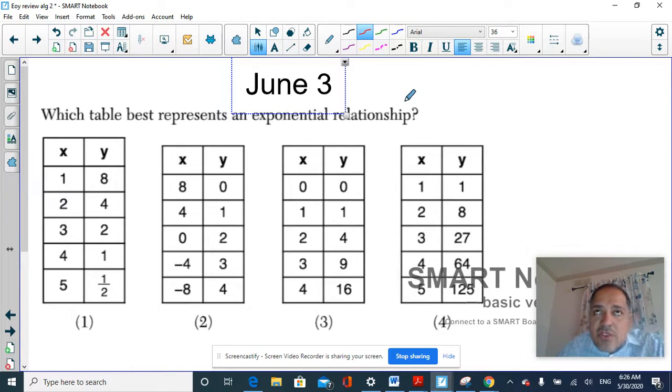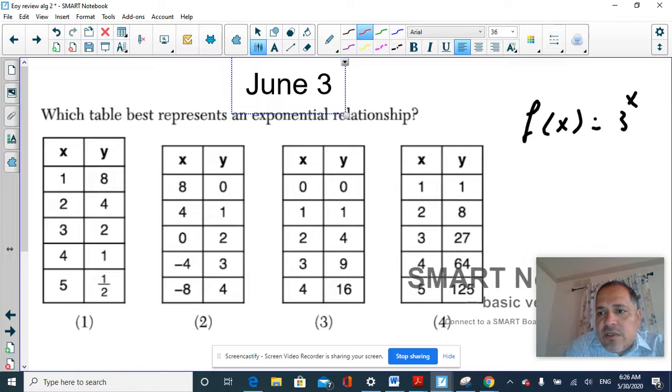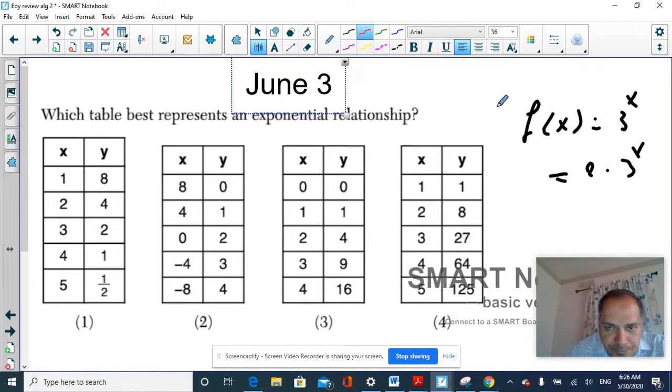So, if you remember an exponential relationship, let's memorize any function f of x equals, for example, 3 power x. So every time we change the value of the exponent, it's like an exponent of 3. So we have 3 power 1, 3 power 2, 3 power 3, 3 power 4, or another form like 2 times 3 power x, and so on. So now, which one represents the exponential?